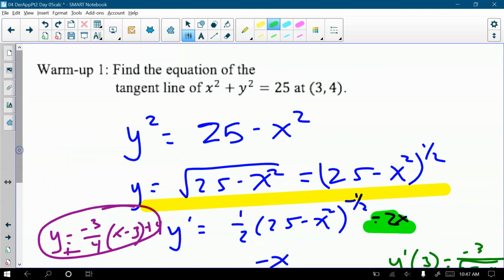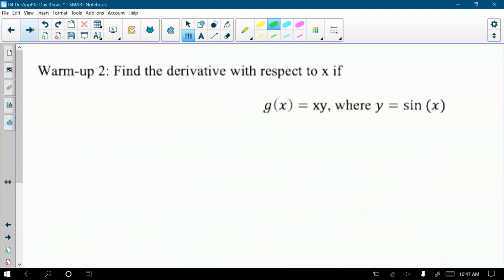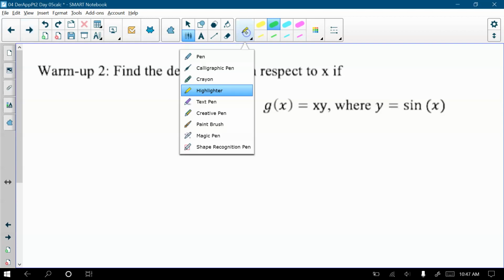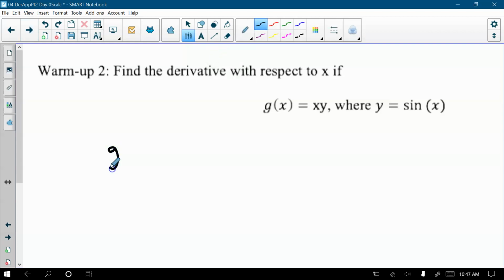Okay, so that's warm-up 1. Warm-up 2 asks you to find the derivative with respect to x. I'm going to do this one for you, where y equals x sine x. The way we could do this one, g prime of x is going to be equal to, we need a product rule here. And let's just rewrite g of x because we can. x times sine of x.